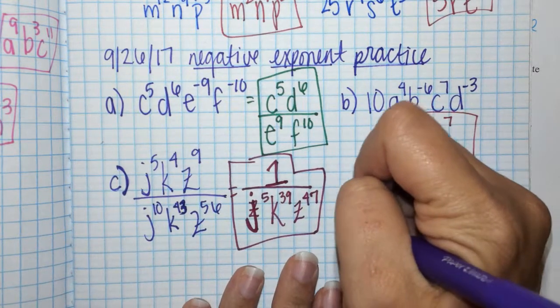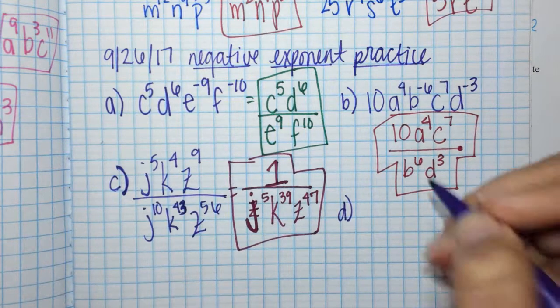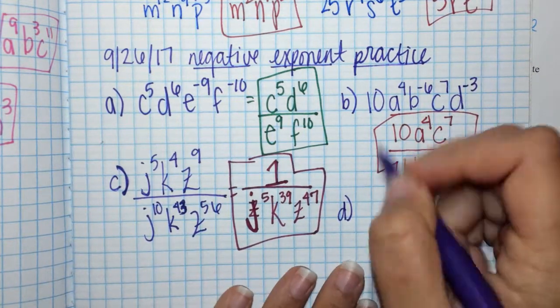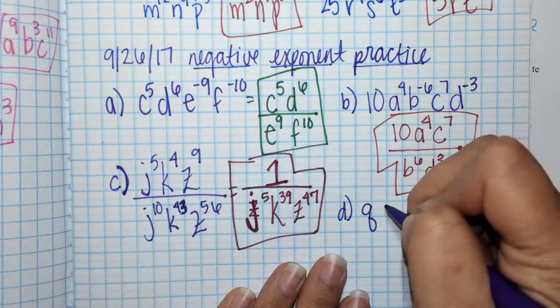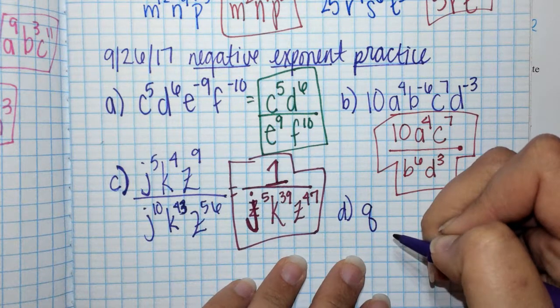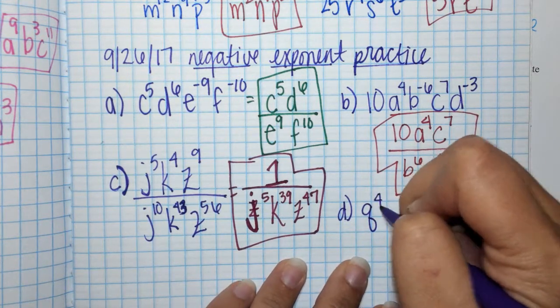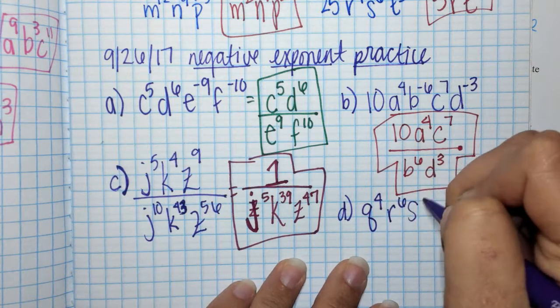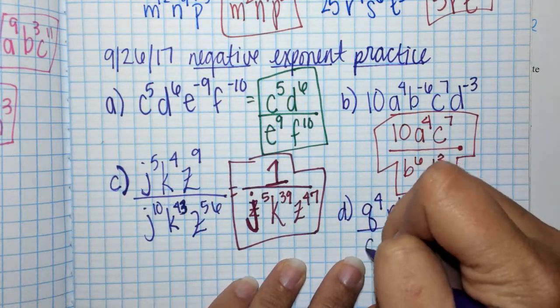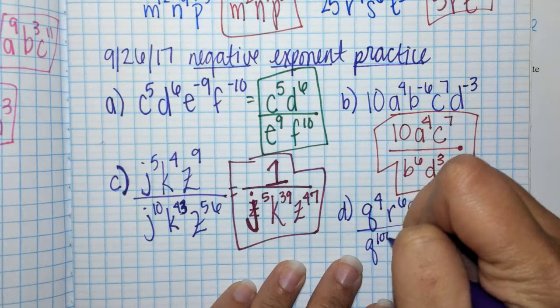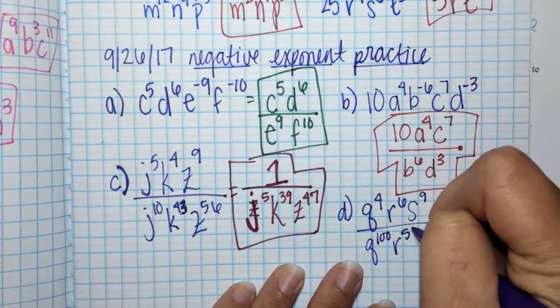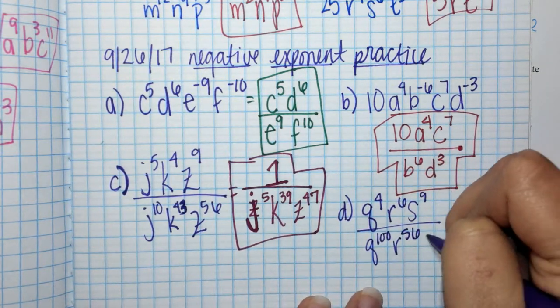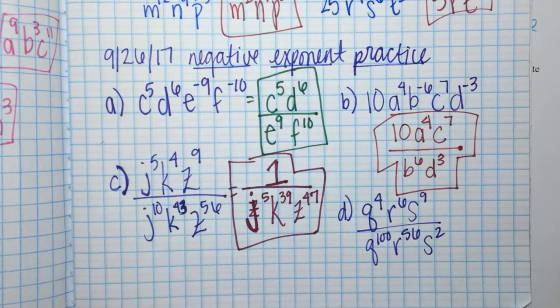Alright, I would like you to do this next one without me. Alright, so Q to the 4th, R to the 6th, S to the 9th, divided by Q to the 100th, R to the 56th, and S squared. Work out this one without me.